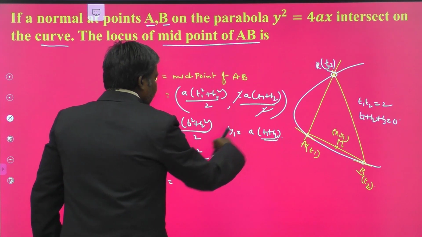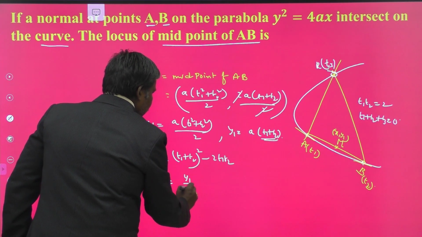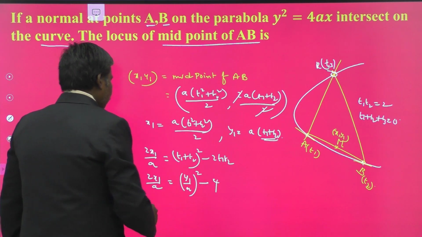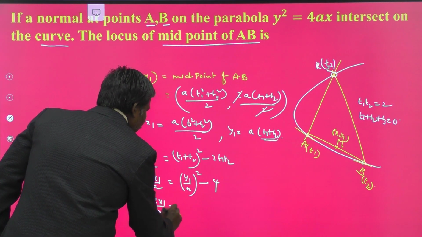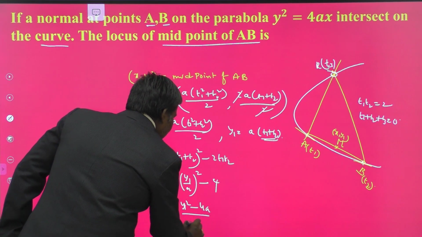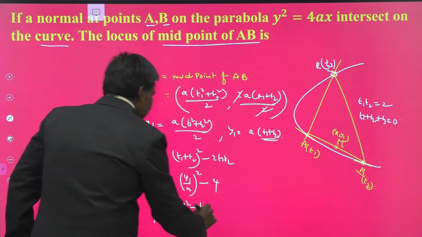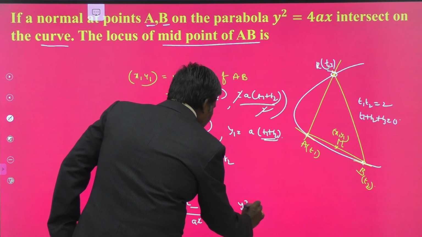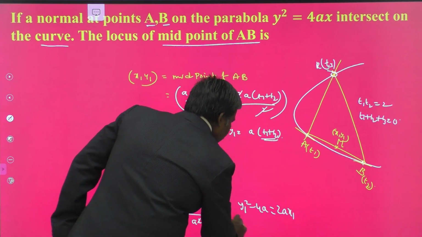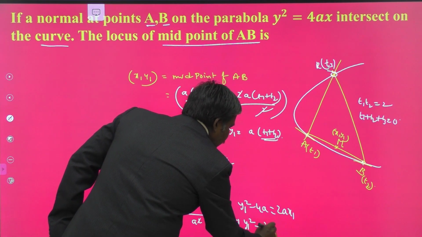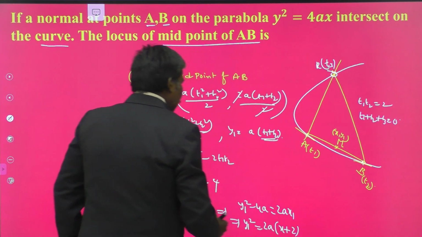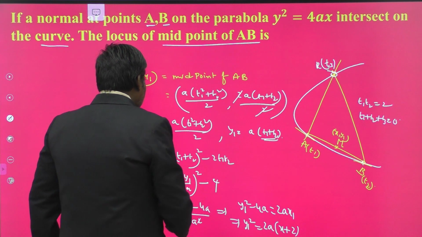What is T1 plus T2? That is y1 by a. y1 by a whole square minus 2 2s are 4. So 2x1 by a is equal to y1 square minus 4a by a square. A gets cancelled. Implies y1 square minus 4a is equals to 2ax1. Implies y1 square is equal to 2a into x plus 2, that is 2 times of 4a square.